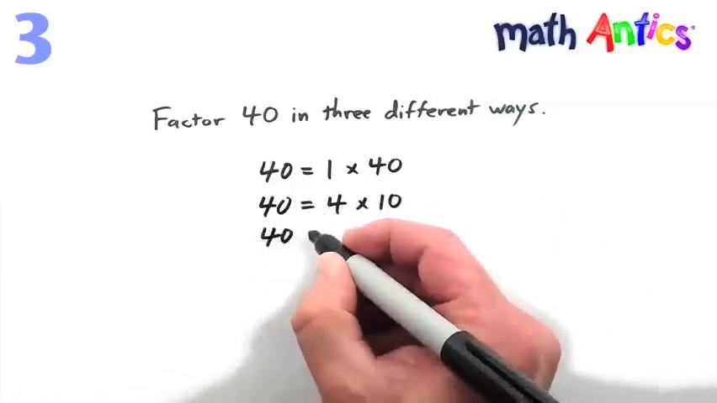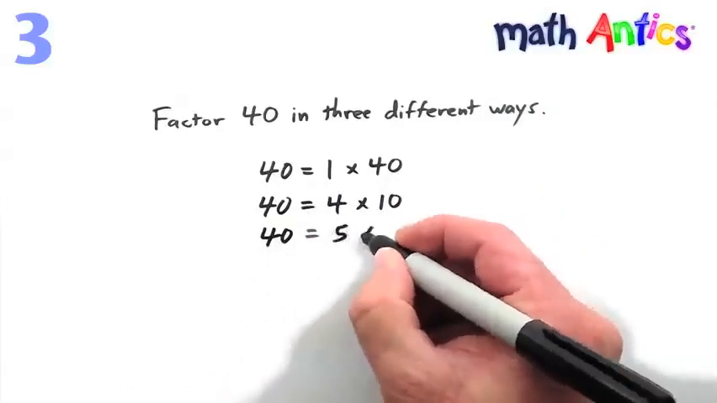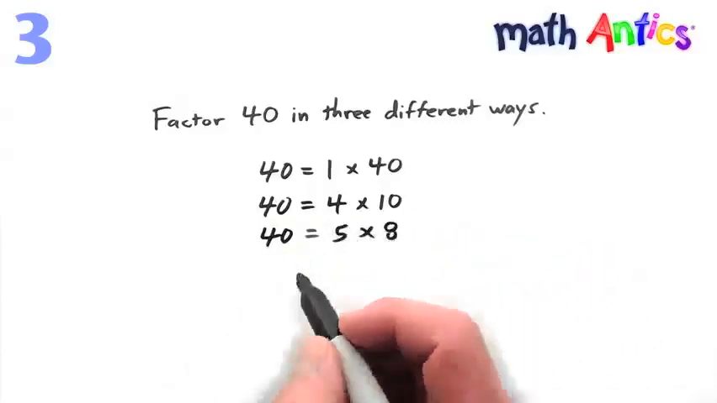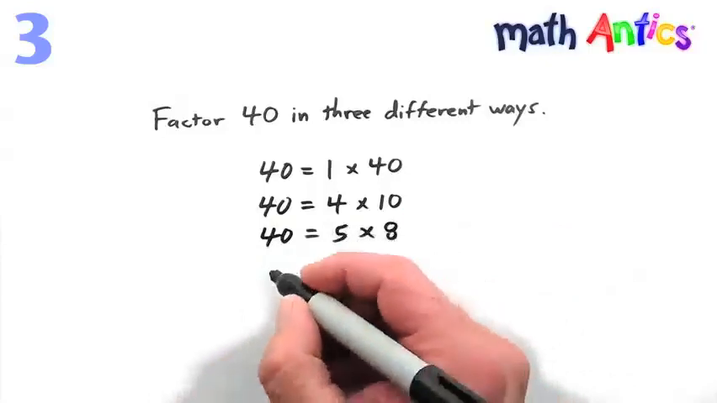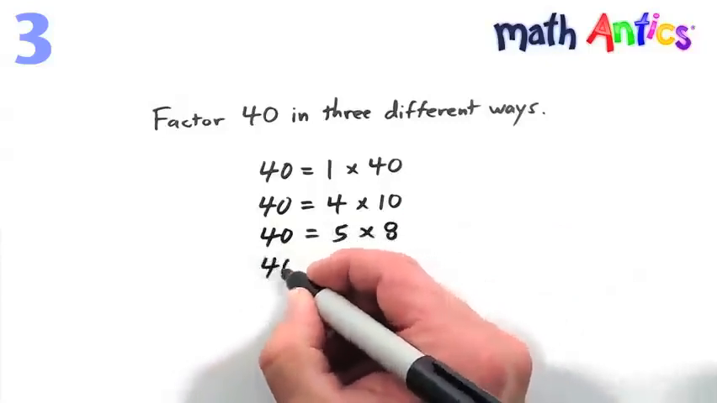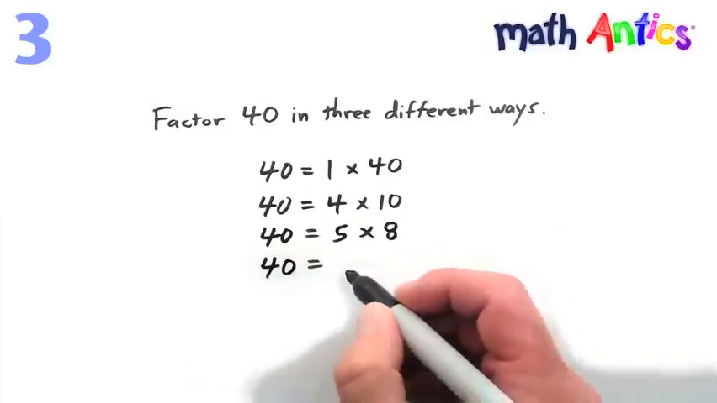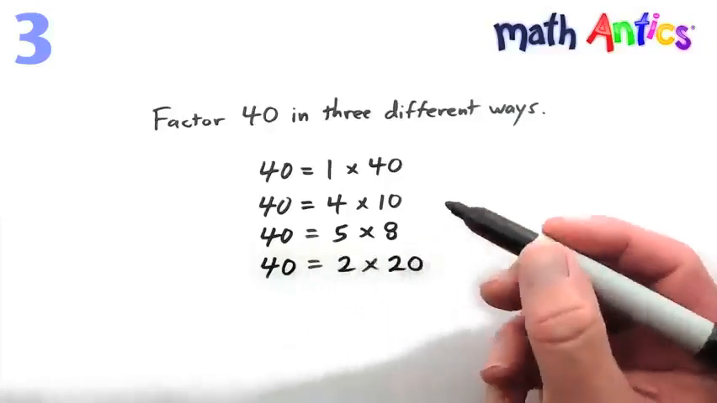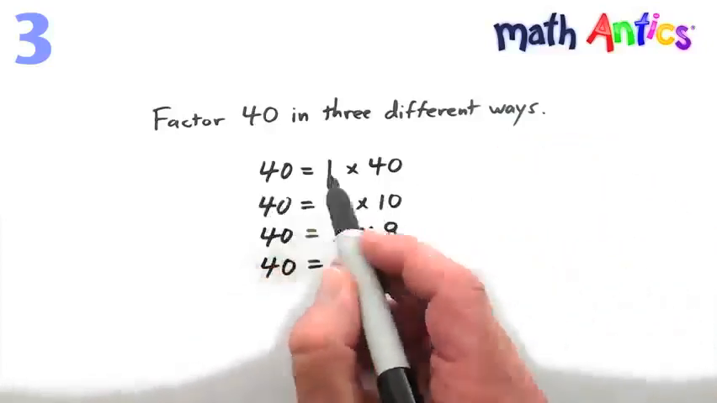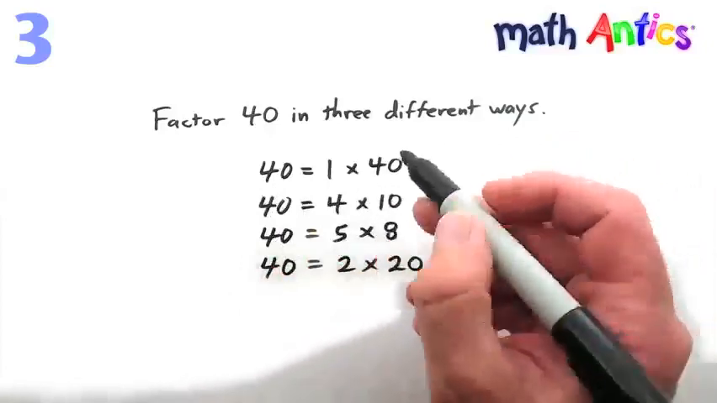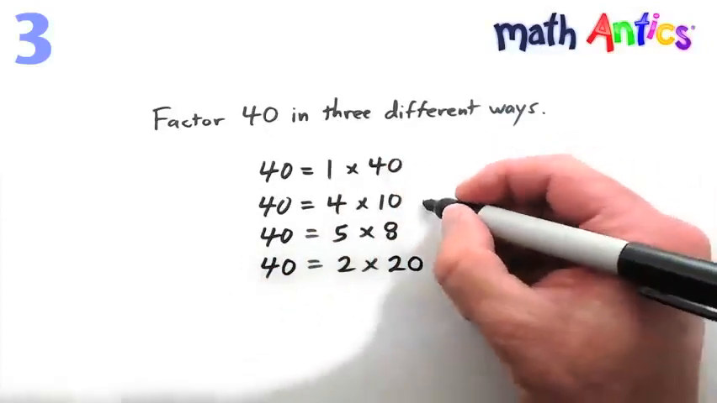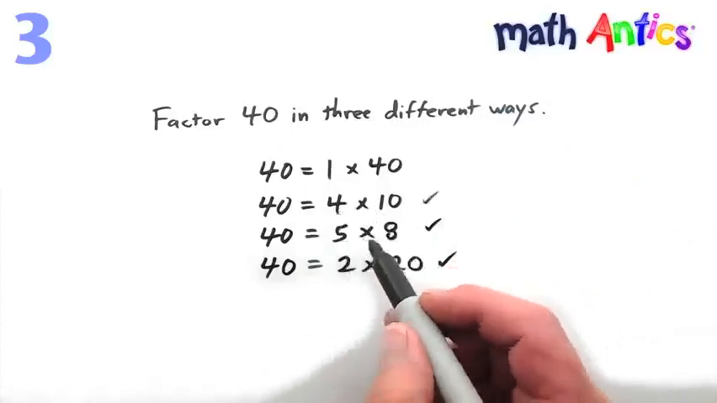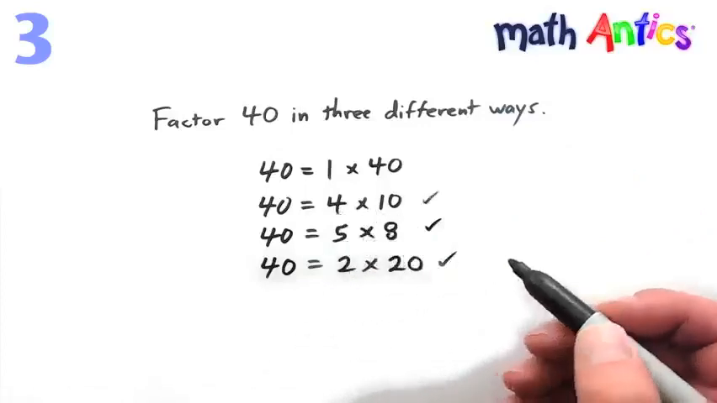40 could also be factored into 5 times 8. Remember our multiplication chart, 5 times 8 gives us 40. And 40 is even, so it could be divided by 2, so 40 could also be factored into 2 times 20. So there's 4 different ways, including the trivial way, 1 times 40. It only asks us for 3, so let's just choose these 3 ways to factor 40: 4 times 10, 5 times 8, and 2 times 20.